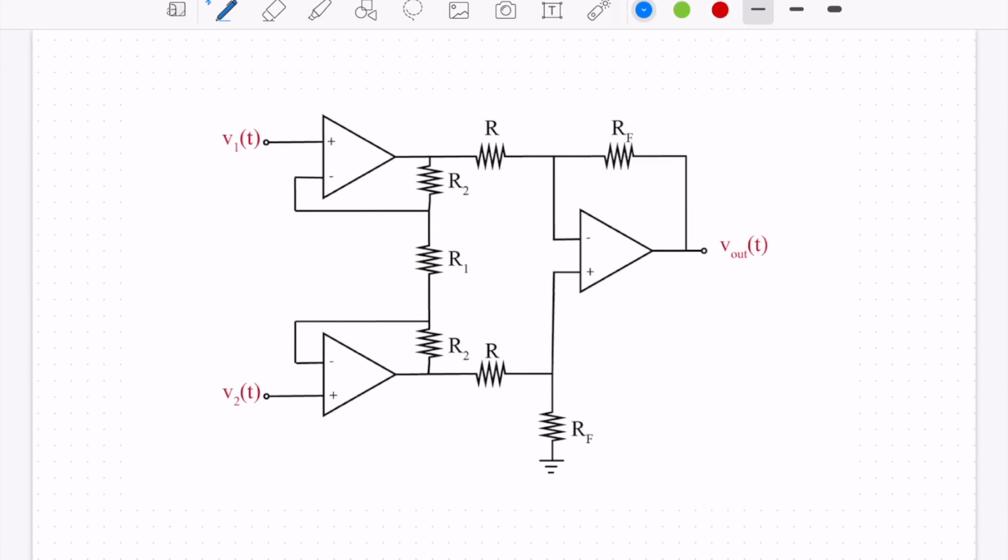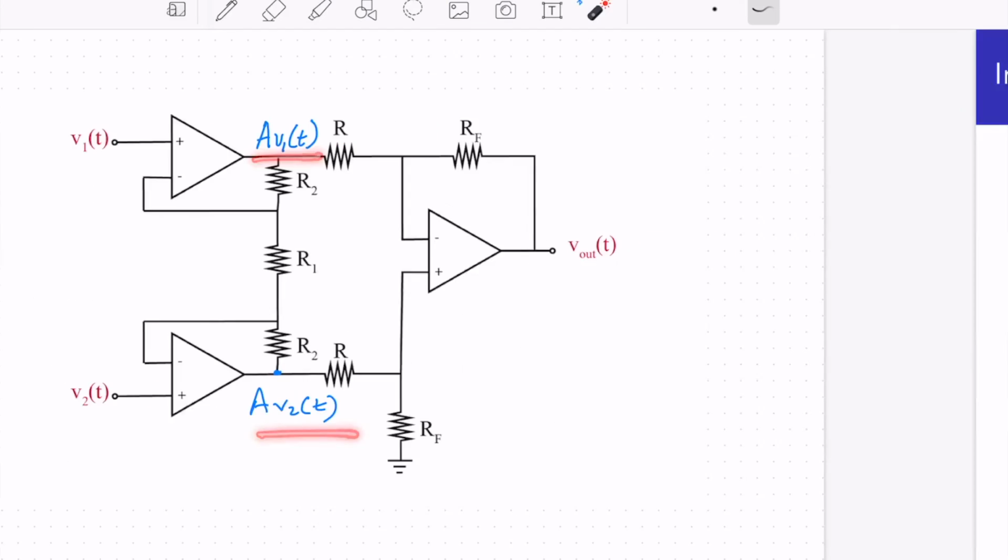So when we did that, we ended up with this gain here, or this output value of this first stage, A times V1 of t, and this voltage here would be A times V2 of t. A is the same if R1 and R2 are the same. And so then what we need to do is take these values and use them as the inputs to our differential amplifier. So when we analyzed the differential amplifier, I think we called it V1 and V2. Of course, it was a different V1 and V2. So now we're going to say this is the input and this is the other input.